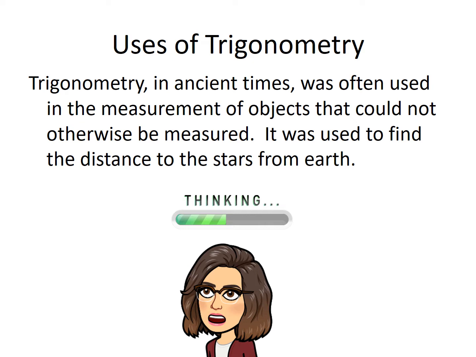Remember back to our intro to trigonometry, we talked about how in ancient times it was often used in the measurement of objects that could not otherwise be measured, and this is often way back when they used trig to find the distance between the stars and the earth, way back when people were studying astronomy and they didn't have any better means, so they used this kind of math.